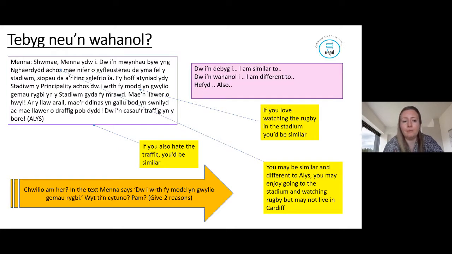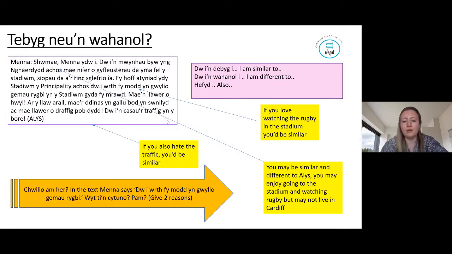So I'll give you an example, okay? So Menna says, dwi'n hoffi'r siopau da. I like the good shops. So I would say, dwi'n debyg i Menna. I'm similar to Menna. Achos dwi'n hoffi siopa yng Nghaerdydd hefyd. I like shopping in Cardiff also. And then I would try and extend my answer. Fy hoff siop ydi Zara. Achos mae'n ffasiynol. Okay?